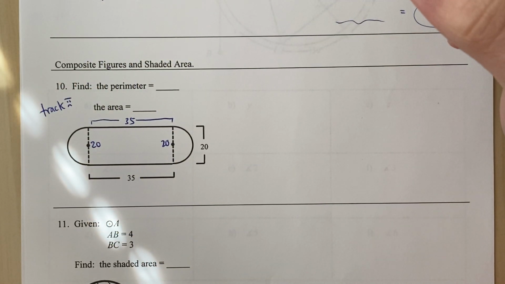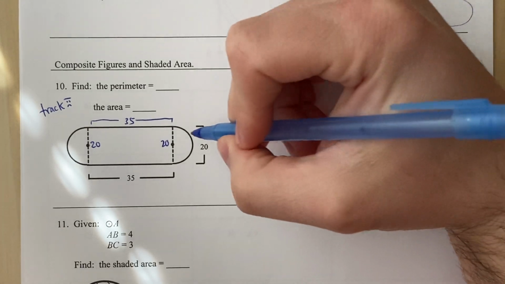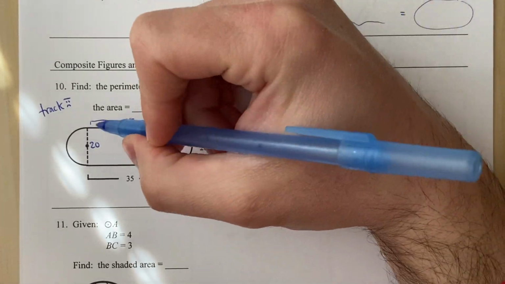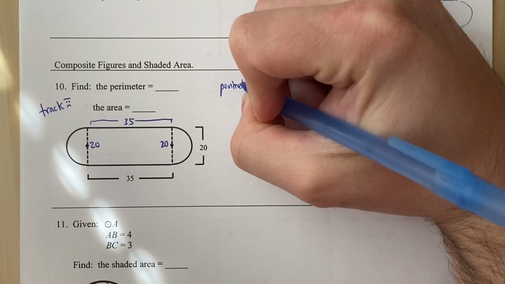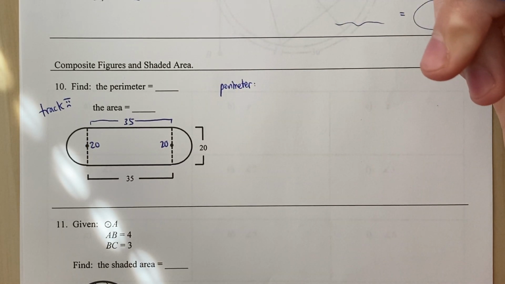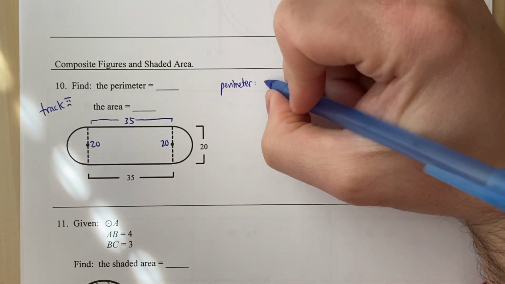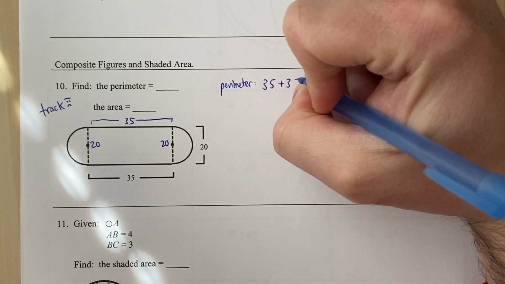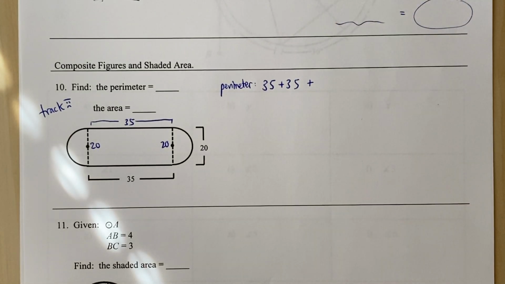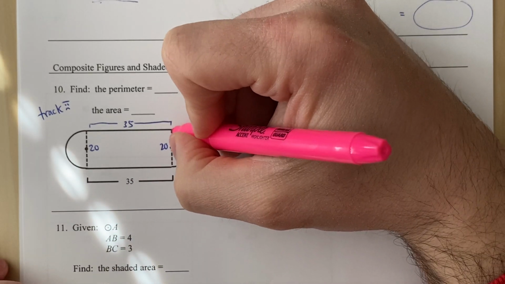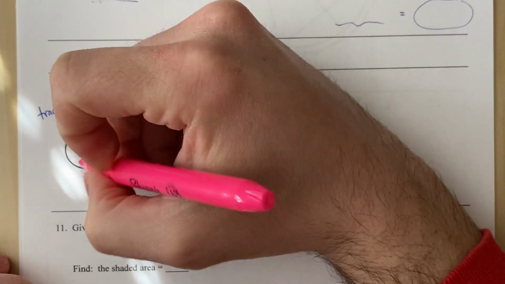Okay, that's not part of the perimeter. The perimeter is going to include this curve and this curve. So for perimeter, actually a pretty simple problem. We have 35 plus 35 already, but I also need to add in what this curve is and this curve is.